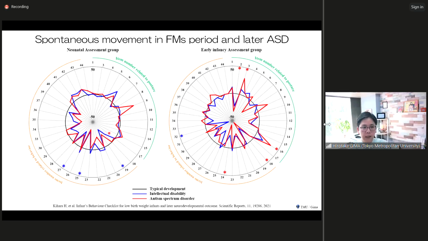As you can see in the neonatal assessment group, the ID group exhibited significantly fewer instances of trunk rotation, separate finger flexion and extension, lower limb flexion, and hip internal rotation. In contrast, there were no items in the ASD group that showed a significant difference. That is an interesting result.